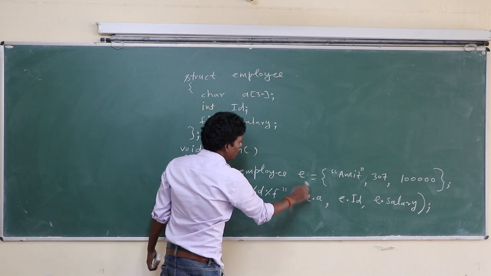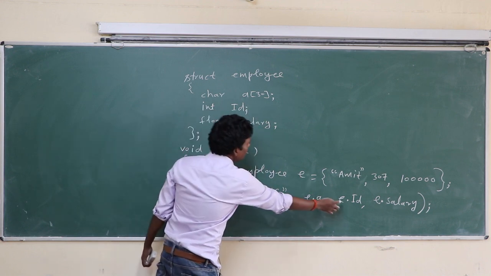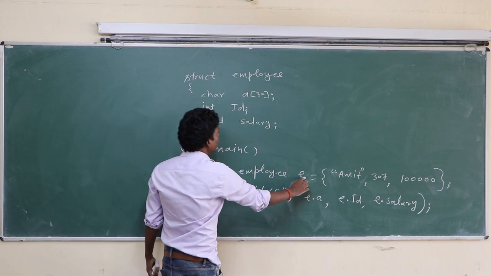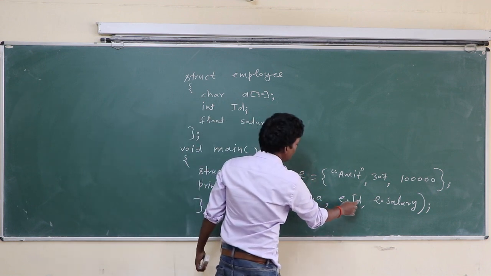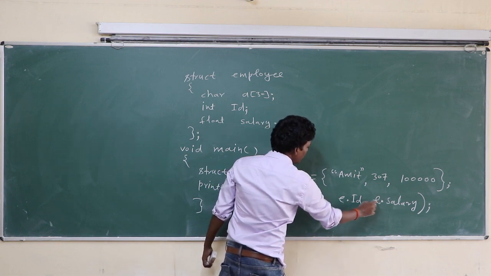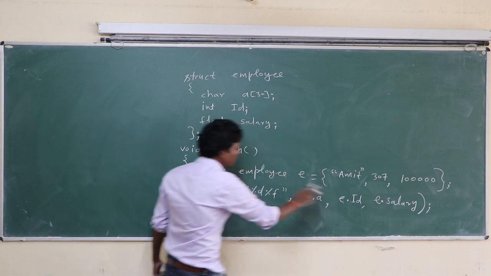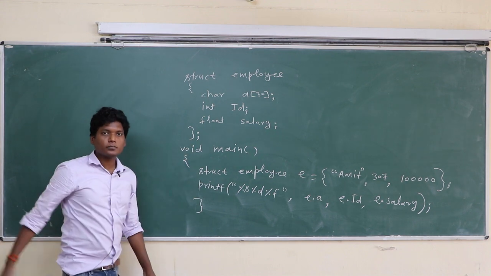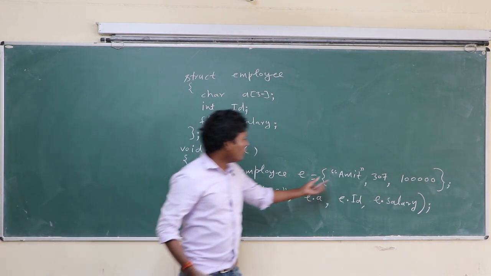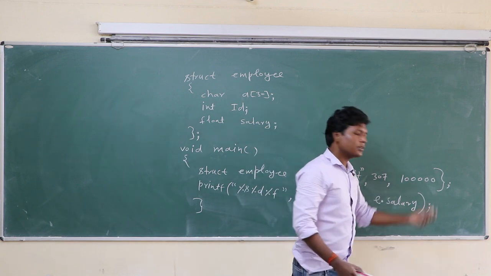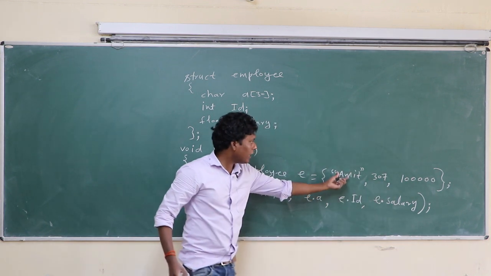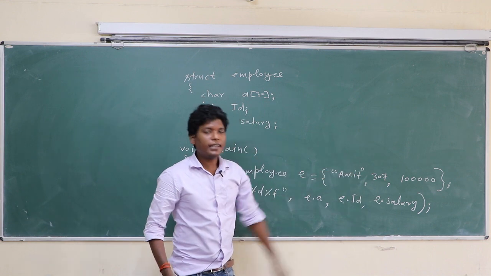And e dot a: e is the variable, this is the dot operator, and this is the id, the structure member. So e dot a, e dot id, e dot salary. In this way we access this. Okay, and the values of these structure elements are this. So printf prints Amit 307 and 10,000.